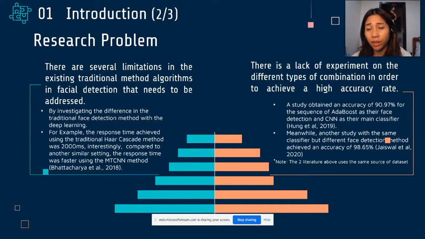Second, there is a lack of experiments on the different types of combinations in order to achieve a high accuracy rate. For example, a study obtained an accuracy of 90.97% for the sequence of AdaBoost as the face detection and CNN as the main classifier, conducted by Hung et al. 2019. Meanwhile, another study with the same classifier but a different face detection method achieved an accuracy higher than the study before, by 8%. Note that the two studies above use the same source of dataset.